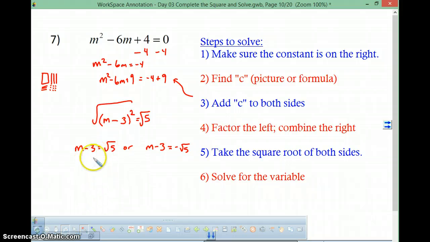Now, how do we solve for the variable? Add 3 to both sides. You end up with m equals 3 plus root 5, or m equals 3 minus root 5.